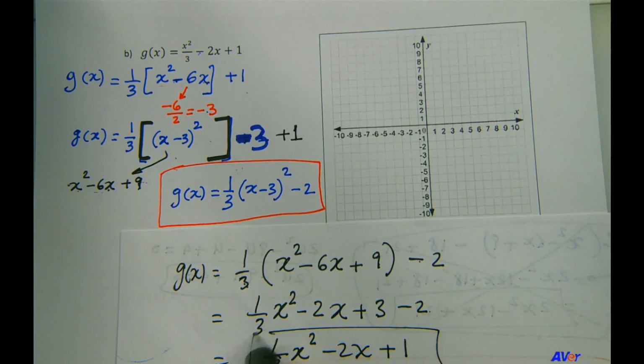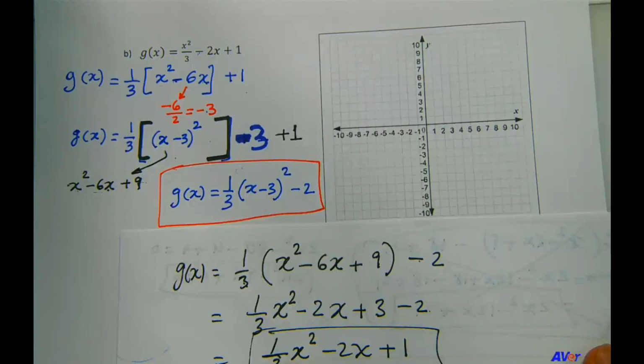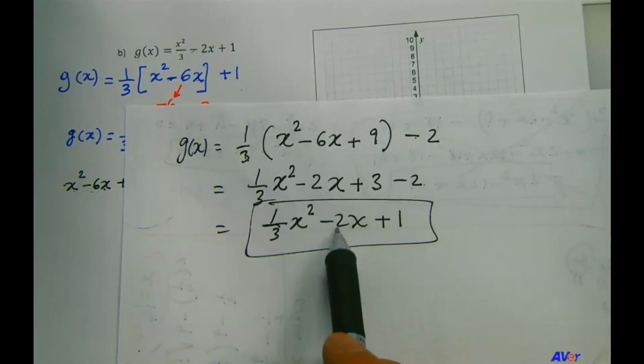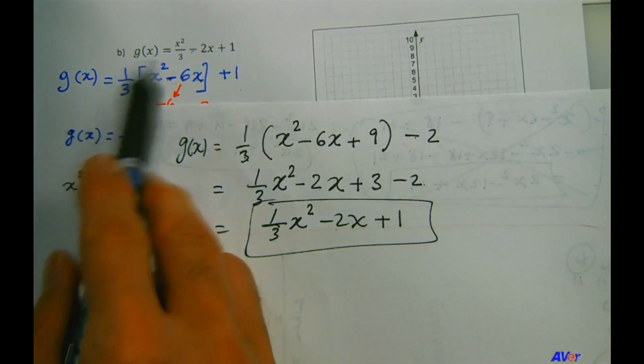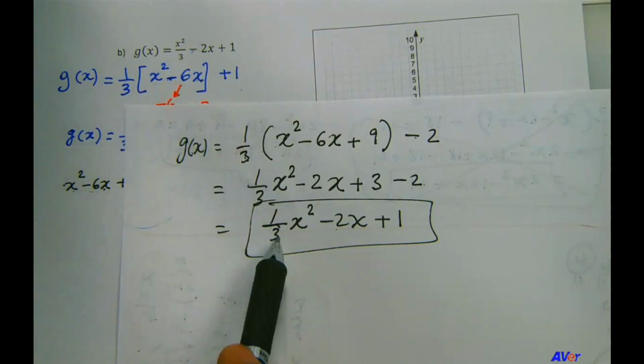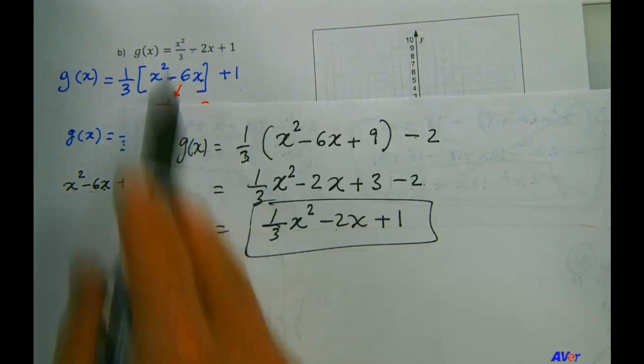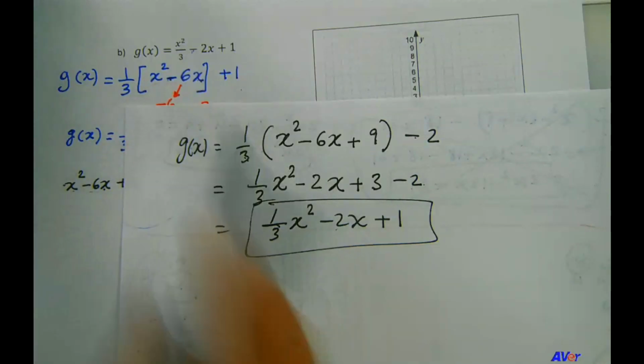Right? So compare this. Oops, I went off the screen a little bit. But compare this with that. We have the same thing, right? 1/3 x squared, x squared over 3. That's the same thing. Minus 2x plus 1.